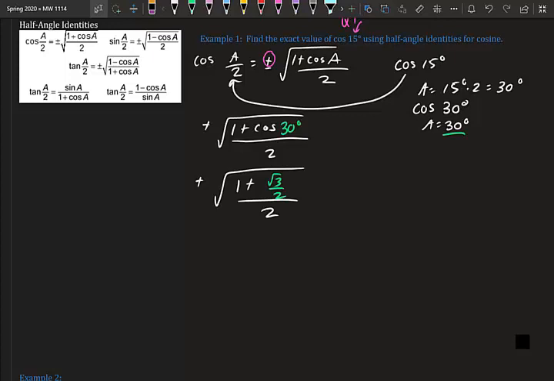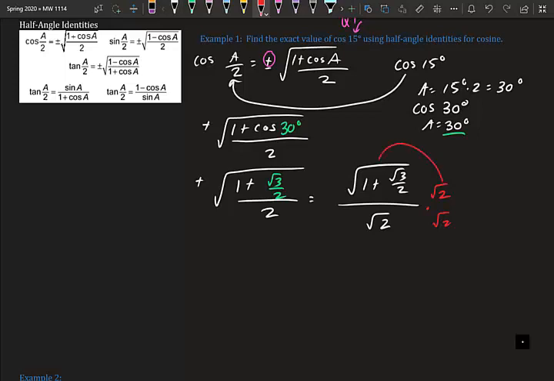So since everything is under the radical, I'm actually going to split this up. So we have the square root of 1 plus square root of 3 over 2, and that's all over the square root of 2. So now I need to rationalize my denominator by multiplying by square root of 2. So we're going to multiply everything by it. So when we do, my bad, 1 times square root of 2 is just square root of 2. And then we have square root of 3 times the square root of 2 over 2.